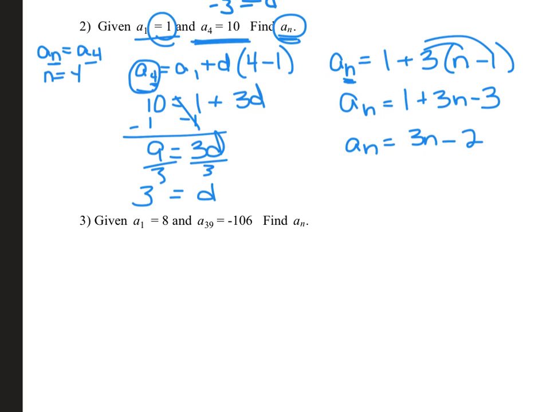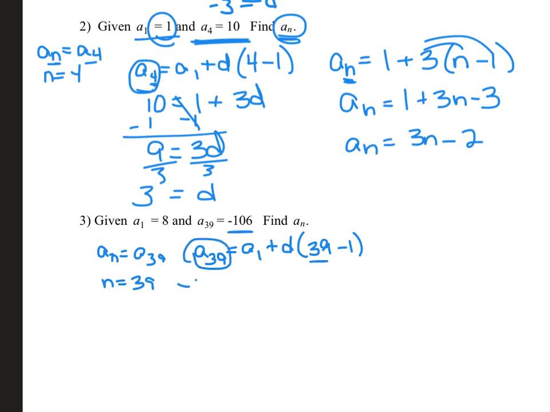Okay, so the last one, just as a quick go over again. So a sub n is going to be my a sub 39, so n is 39. Okay, so then let's plug in just your n first. So my n is 39. So I plug it in just here first. Now a sub 39 is negative 106. Remember, that's the term. The 39th term is negative 106.